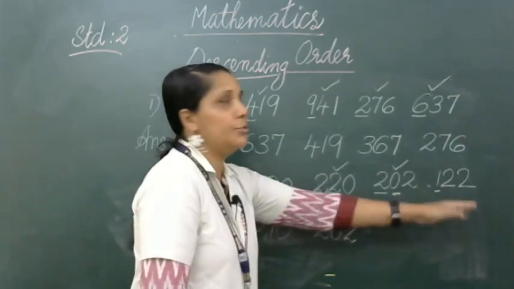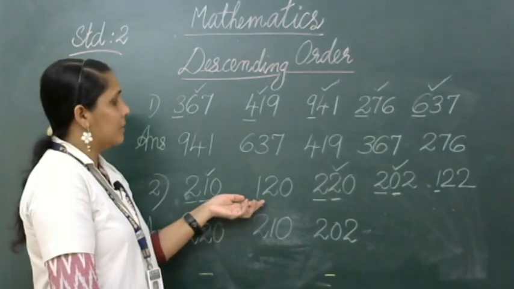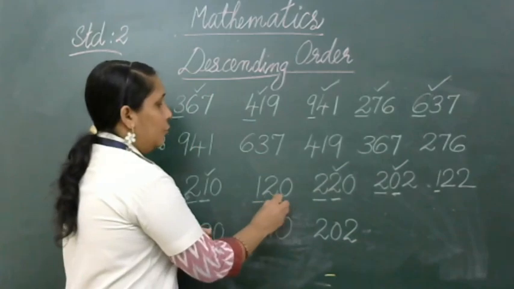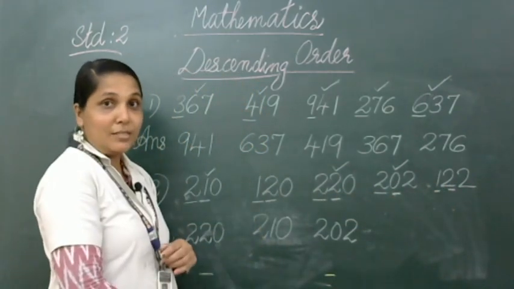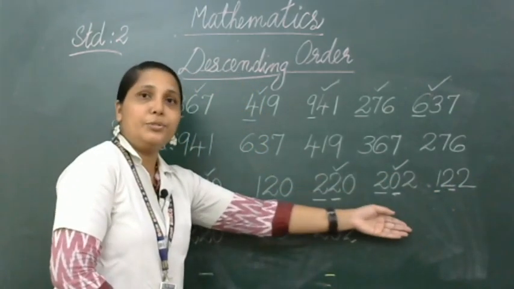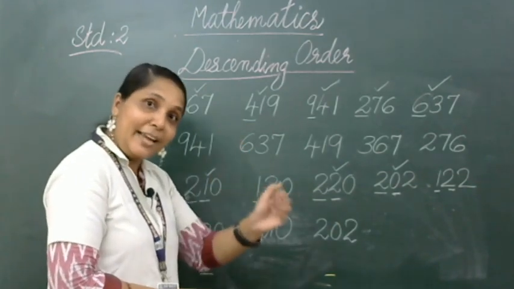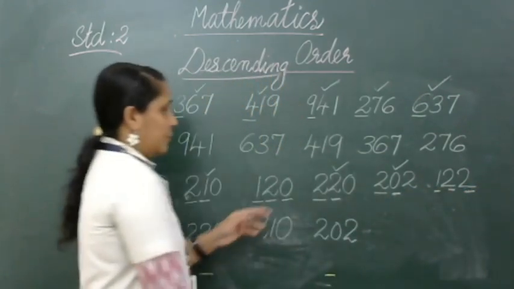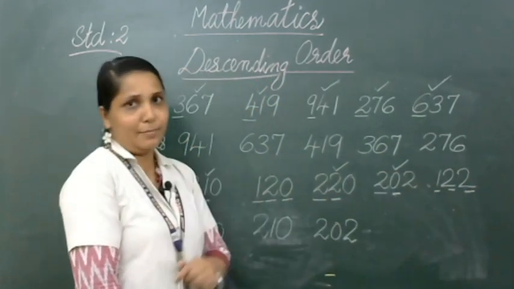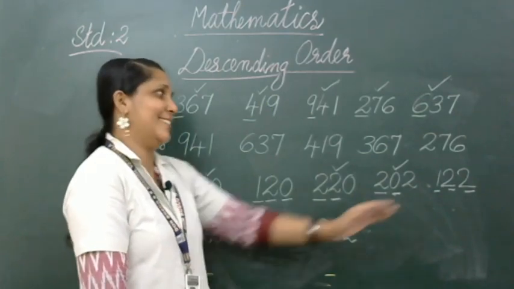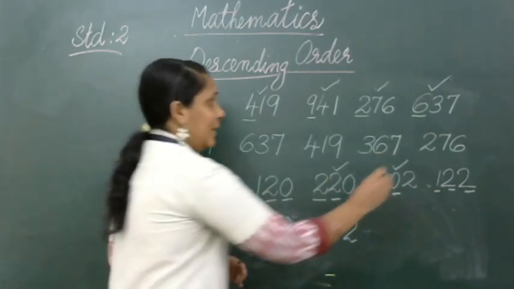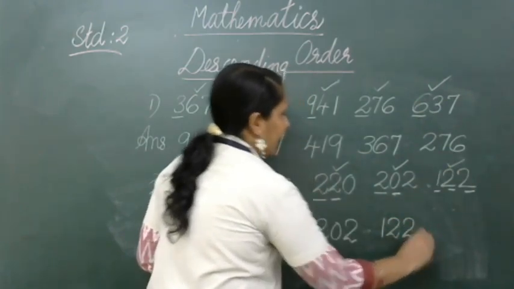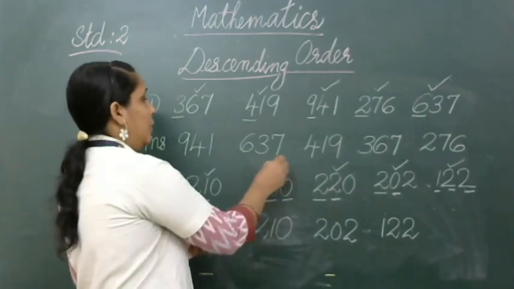Now we have two more numbers, 120 and 122. Here also the leftmost digits are 1 and 1. What will you do? We will take the second digit. 2, 2. Again both are the same. So what will you do? Move on to the next digit. That is 0 and here we have 2. Which is biggest? Yes, it is 2. So the next number is 122.